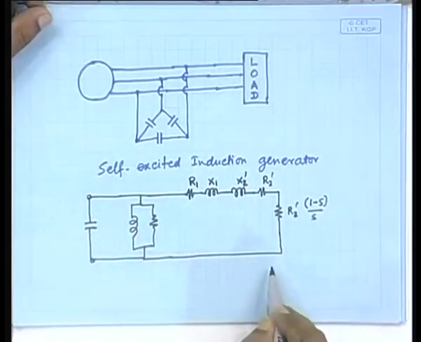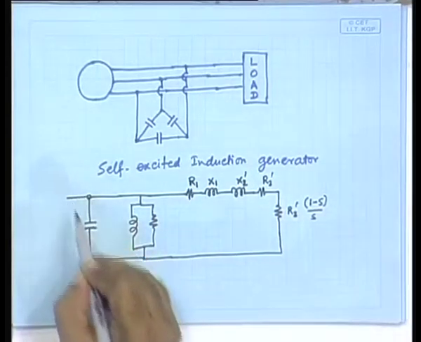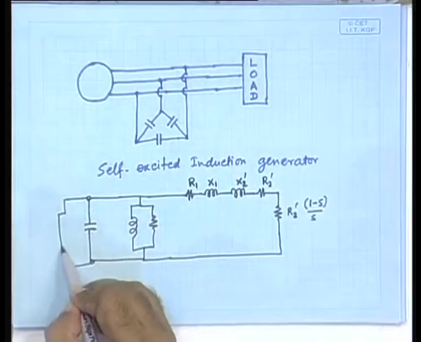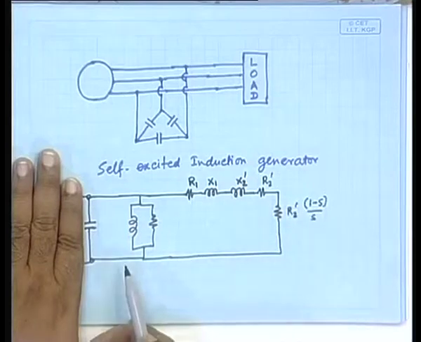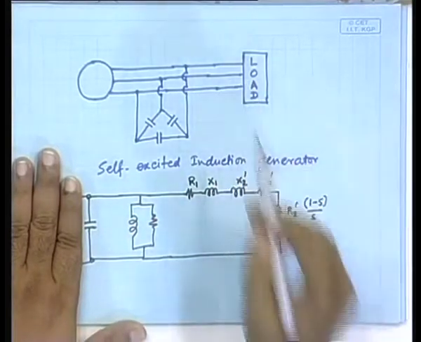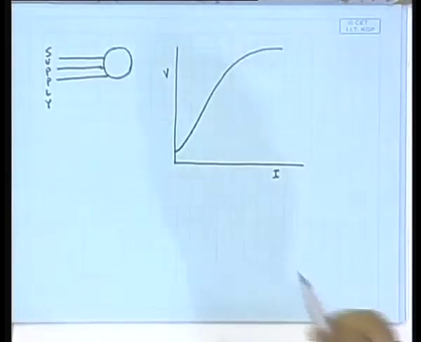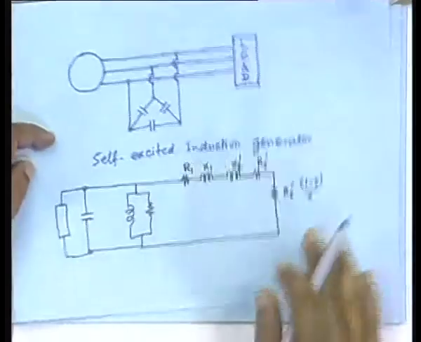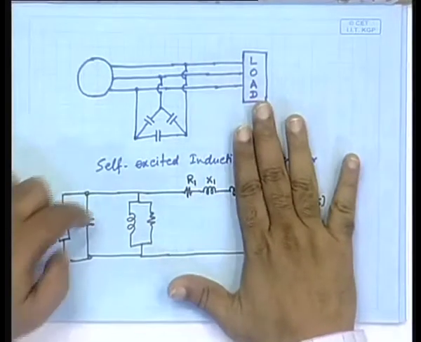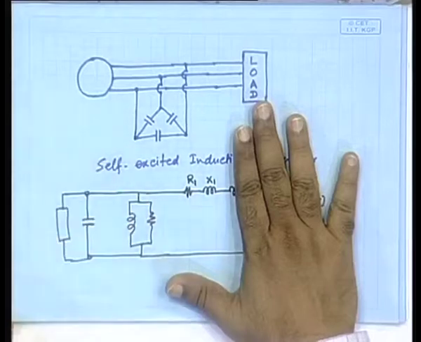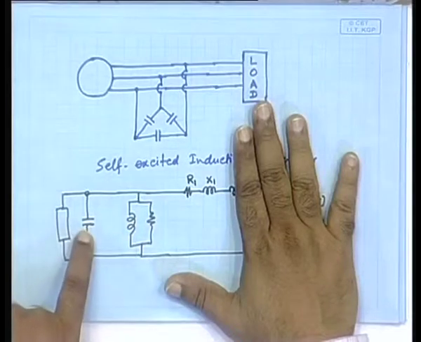Remember, this is a per phase equivalent circuit, while the machine is actually 3 phase, and it is here that you will connect the load later, not at this stage. At this stage we are talking about the rest of the machine operated at open circuit, that means the load is not connected. Since there is no load, the amount of current flowing through this circuit is very small. So, you have only this circuit to be considered, and the amount of reactive power consumed by the magnetizing branch will be the same as the reactive power generated by the capacitor.